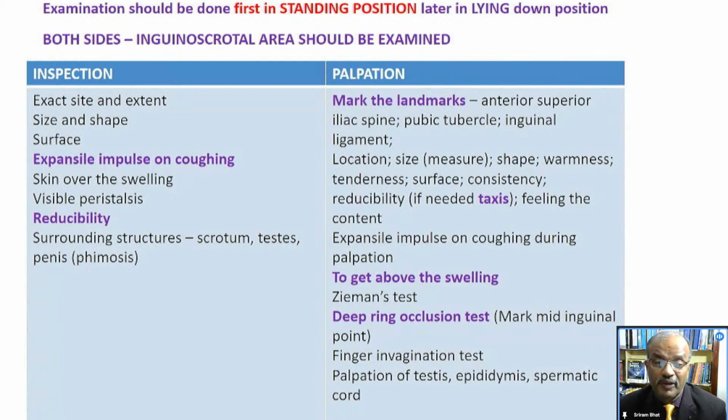Then ask the patient to cough. So where you get the impulse, if you get it at the index finger, it is indirect. If you get it over the middle finger, over the external ring, it is direct. If you get impulse over the ring finger, then it is femoral. But it's not very difficult to make out, the Zieman test. But it's mentioned in the textbook. You should be able to do it. So remember, right side, right hand is used. Left side, left hand is used. Now, finger invagination test is not commonly done now.